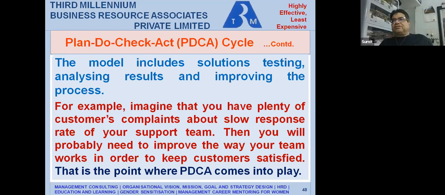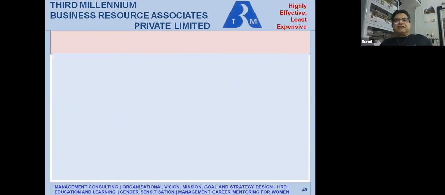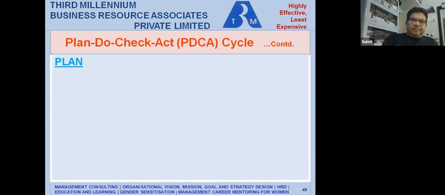In the brown part, the second sentence says, then you will probably need to improve the way your team works in order to keep customers satisfied. And that is where PDCA comes into play. So we have to first plan.